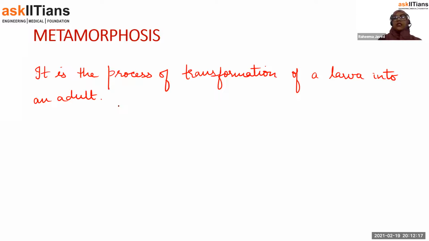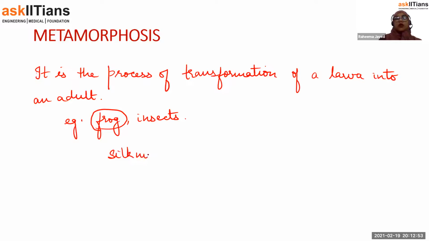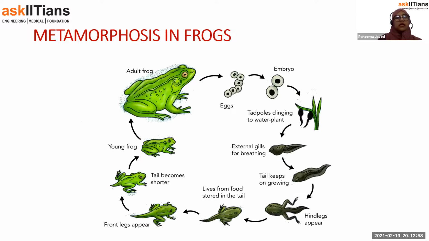Okay, this process is very common in animals like frogs, insects, basically, and many other lower animals where the larval stage changes into the adult. But among all the animals, we are specifically going to discuss metamorphosis in frogs and in one of the insects known as silk moth. Okay, so let's begin with metamorphosis in frogs.